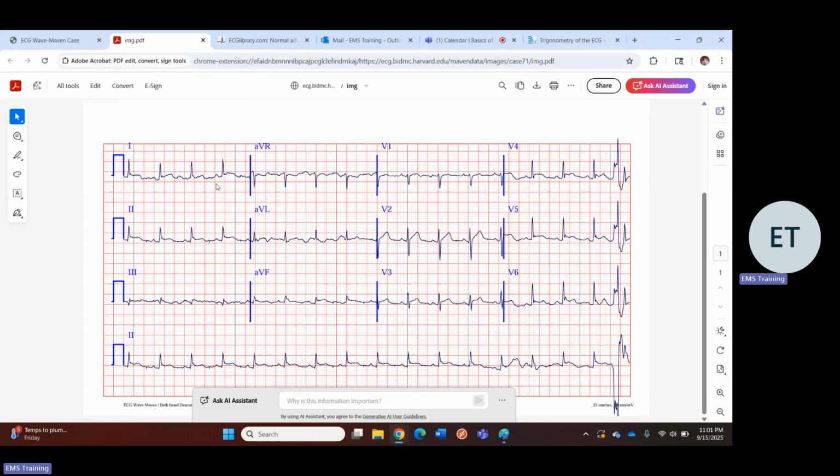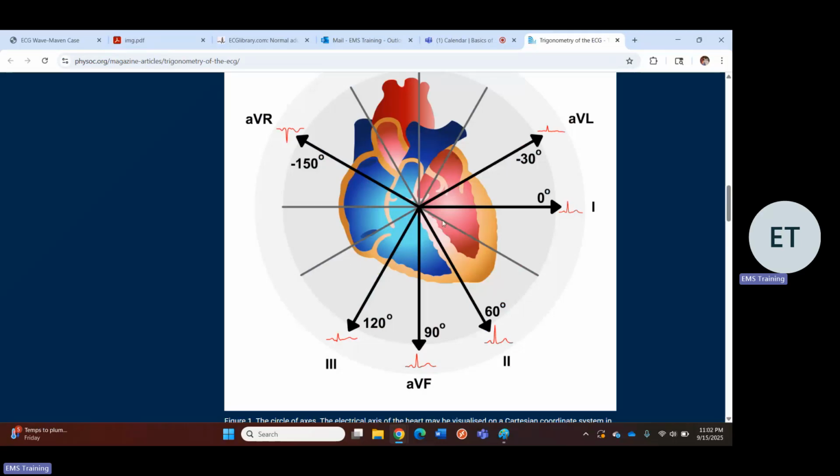What's the rate? Let's do our little rule here. Find one that starts right on the solid line. That's what I like doing. That's 300, 150, 100. So it's about 100 beats a minute. A little bit fast. And then what's our other rule? The axis. Pointing up, pointing up. Thumb up, 2 thumbs up, you're good to go. That's a normal axis.